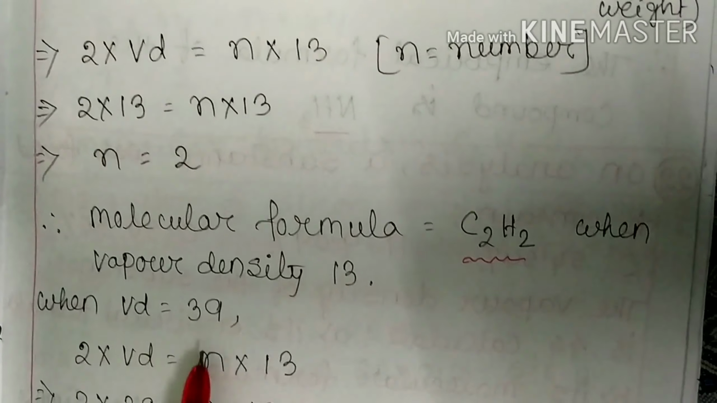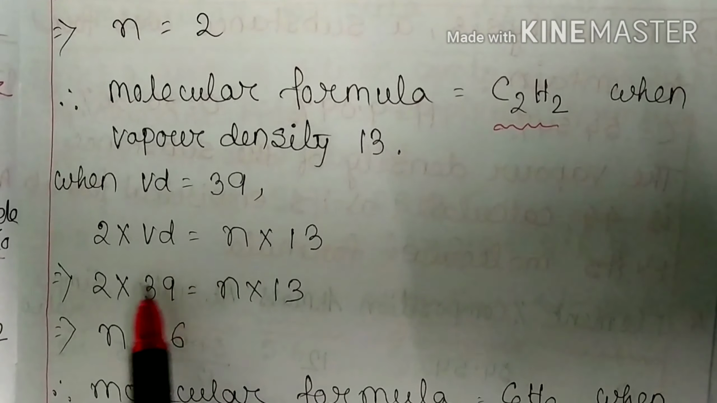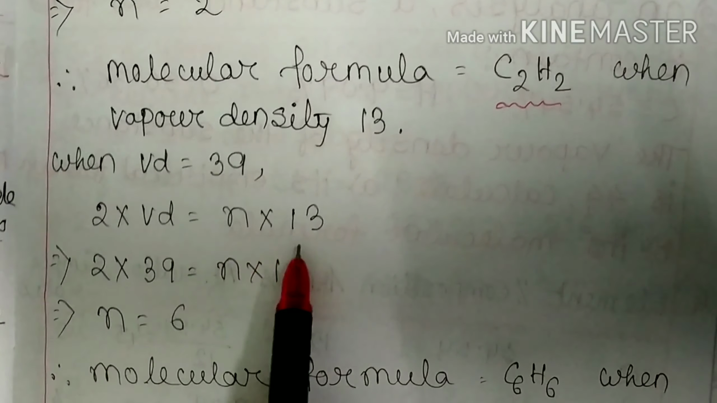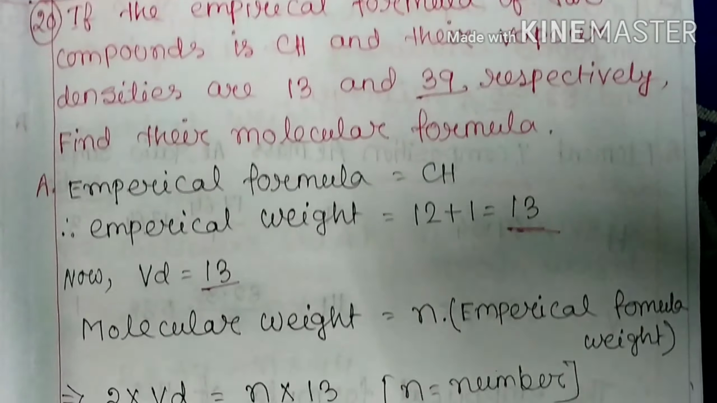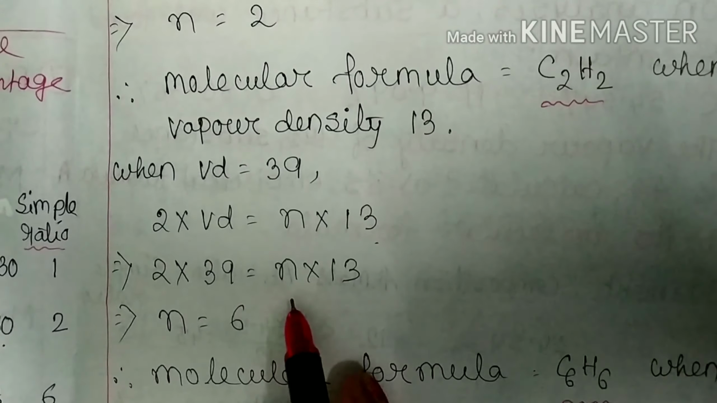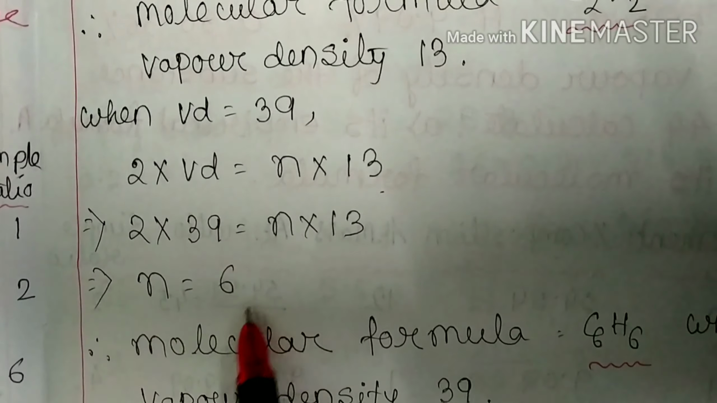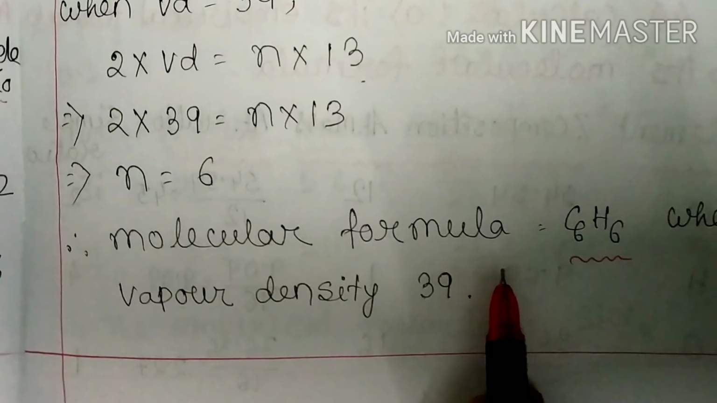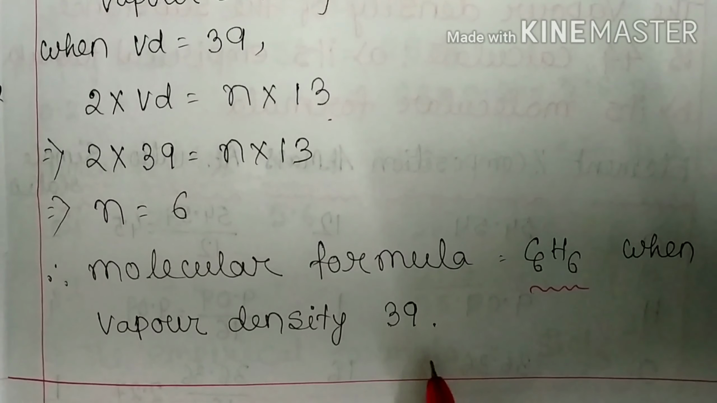Now when vapor density 39, 2 into vapor density equals to n into 13. And vapor density 39. So 2 into 39 equals to n into 13, this means n equals to 6. Therefore molecular formula equals to C6H6 when vapor density 39.